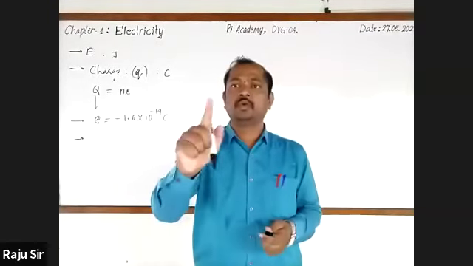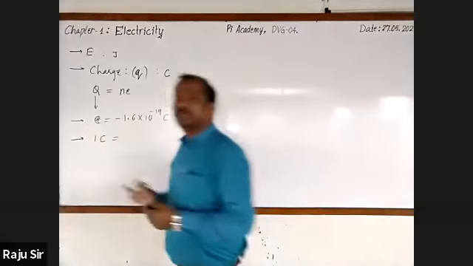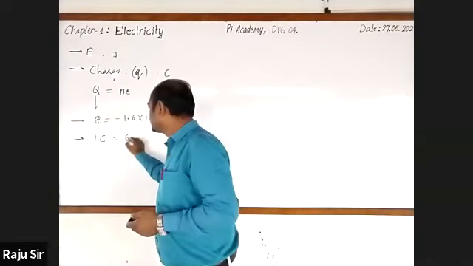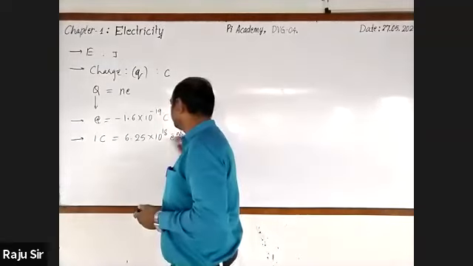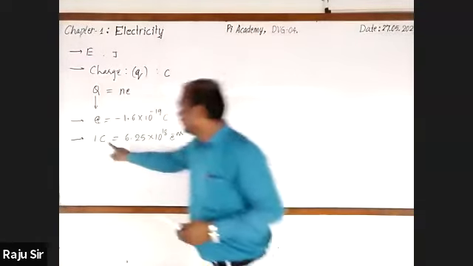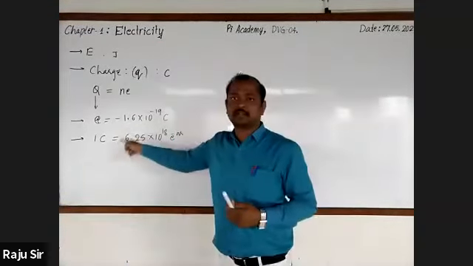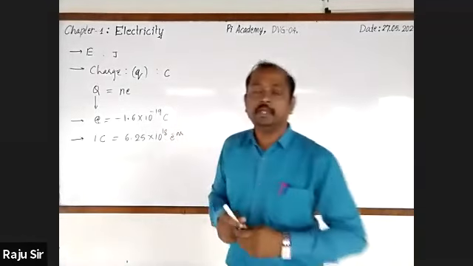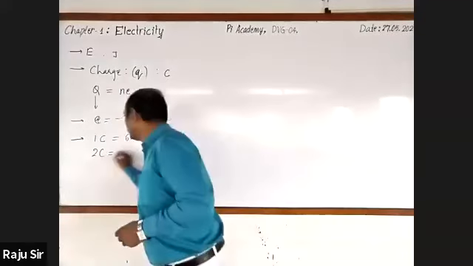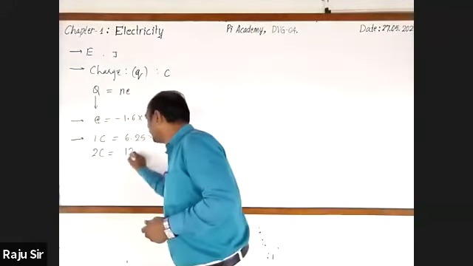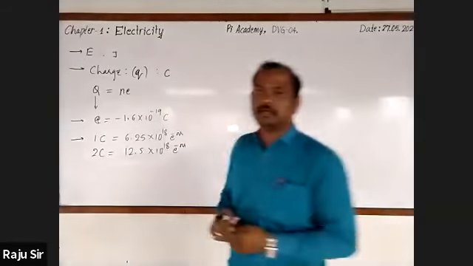make a charge equal to 1 coulomb? Just recall it, 1 coulomb is equal to 6.25 into 10 raised to the power 18. Once more, I repeat, 1 coulomb of charge is equal to the charge of 6.25 into 10 raised to the power 18 electrons. And the charge of 2 coulomb is to be written as 12.5 into 10 raised to the power 18 electrons.